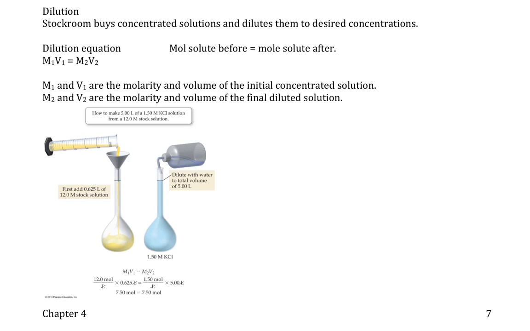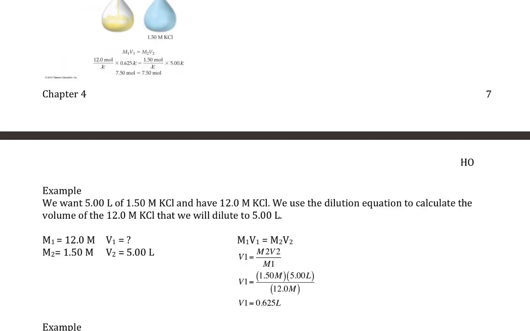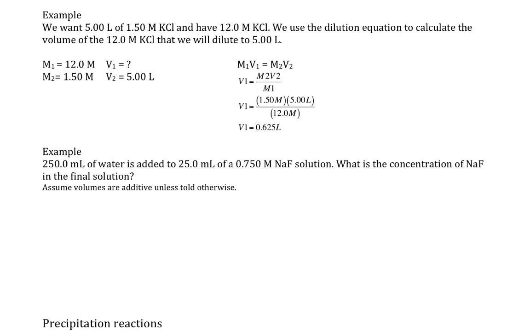In fact, let's go determine that and then we'll come back. Okay, so here's our example. We want 5.00 liters of 1.50 molar KCl and have 12.0 molar KCl. So we want to dilute it, and we want 5 liters.